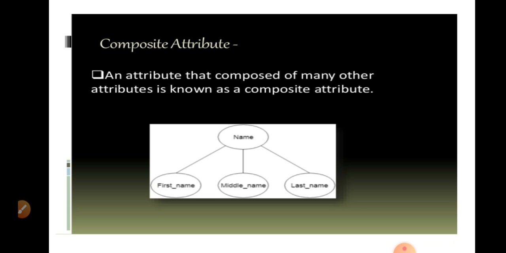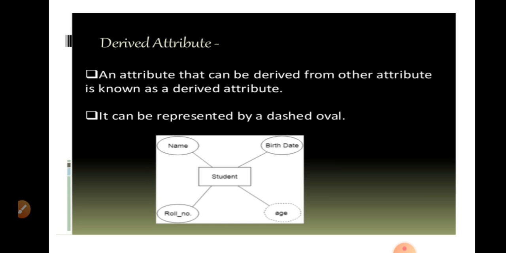Now we will discuss composite attribute. An attribute that is composed of many other attributes is called a composite attribute. There are many attributes. In this example, name, first name, middle name and last name are attributes. Our name attribute is composite: first name, middle name and last name, which is called a composite attribute.